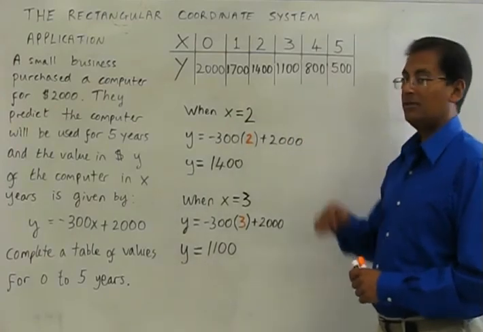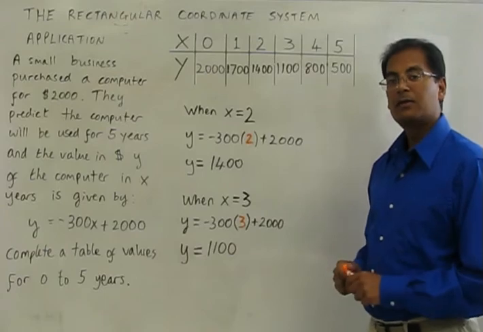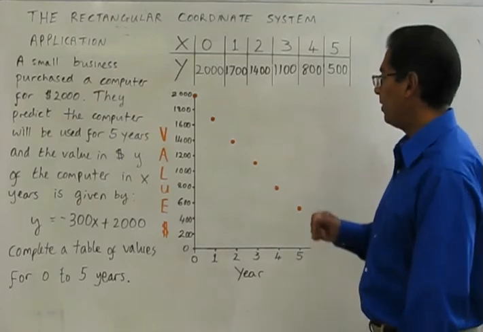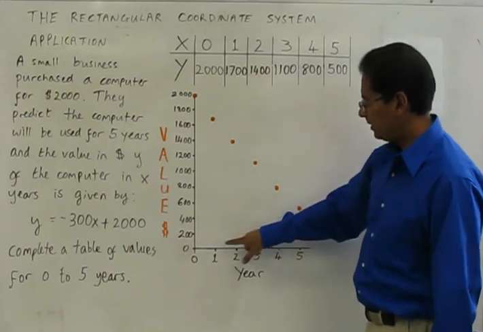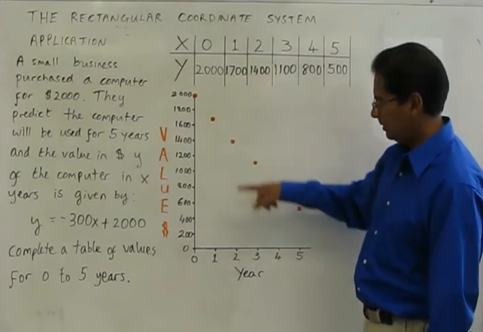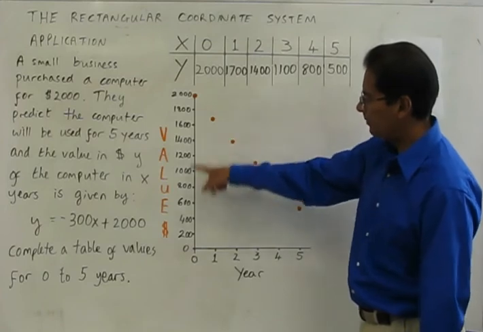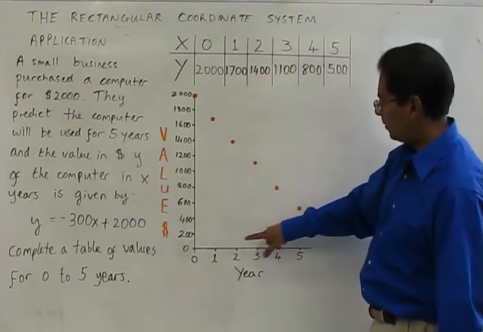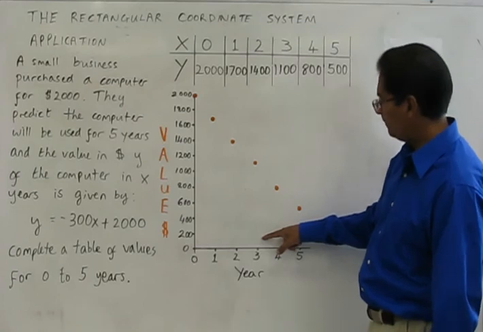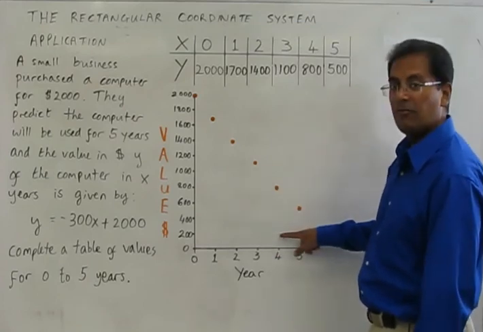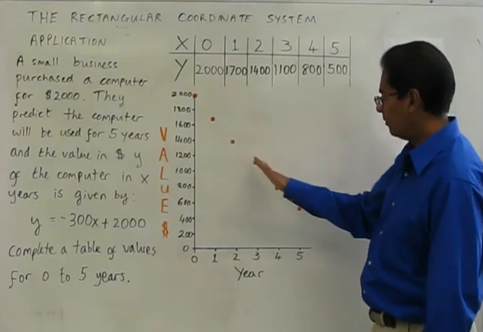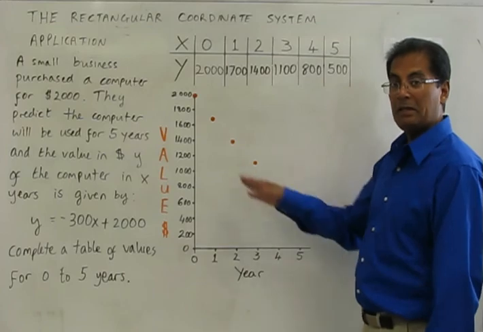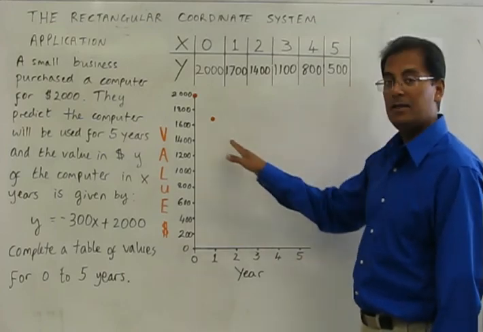Now we could actually plot this on the XY coordinate or rectangular coordinate plane to see what it looks like. Okay, we can see here a plot of the data. We have 0, 2,000, the first point, 1, 1,700. Remember, the X values are years and the Y values are the value. Then we have 2, 1,400. Then 3, 1,100. Then 4, 800. And 5, 500. We can see the value as it goes down over the years. And we would call that actually a linear function, a linear depreciation.